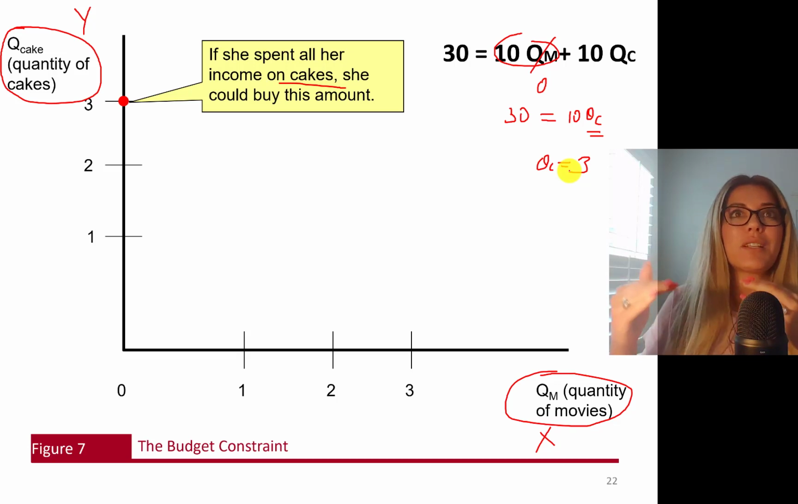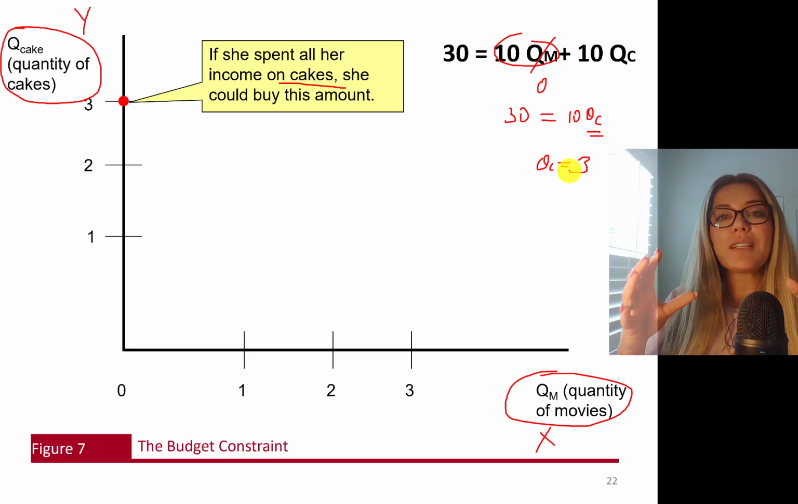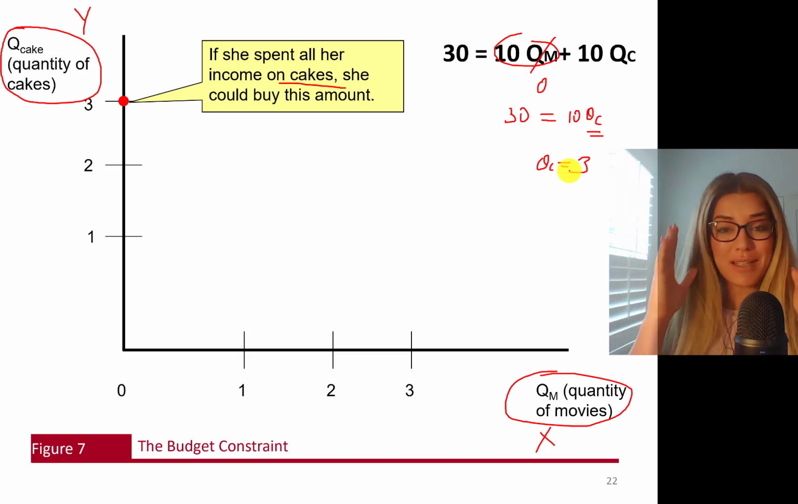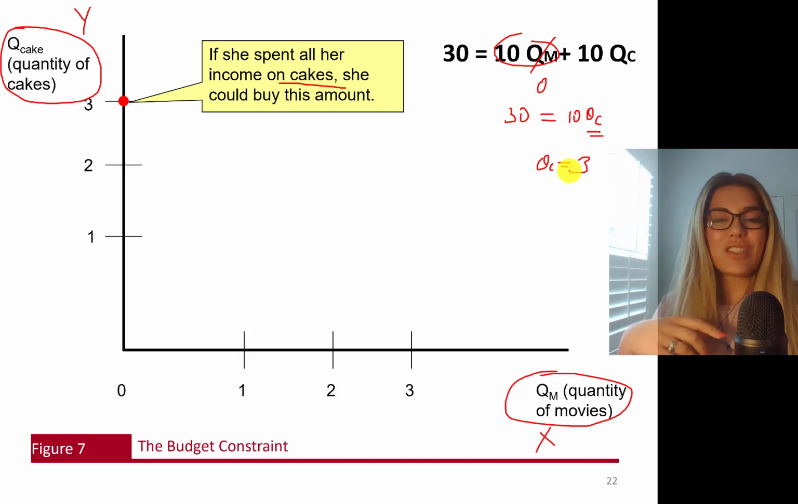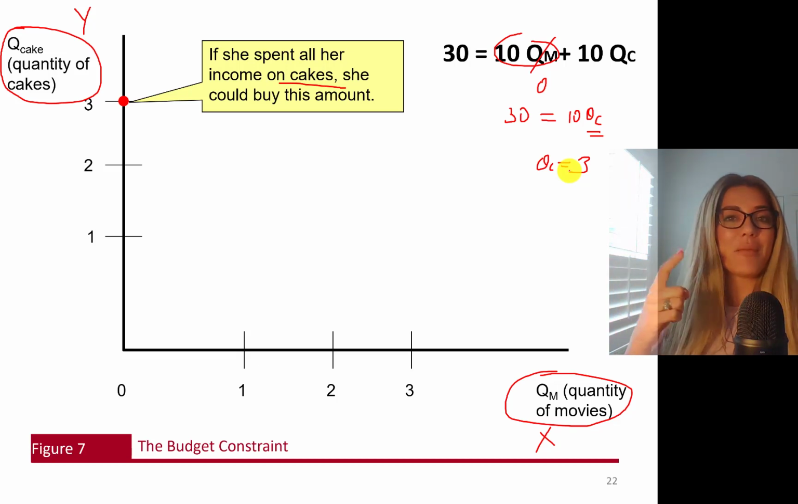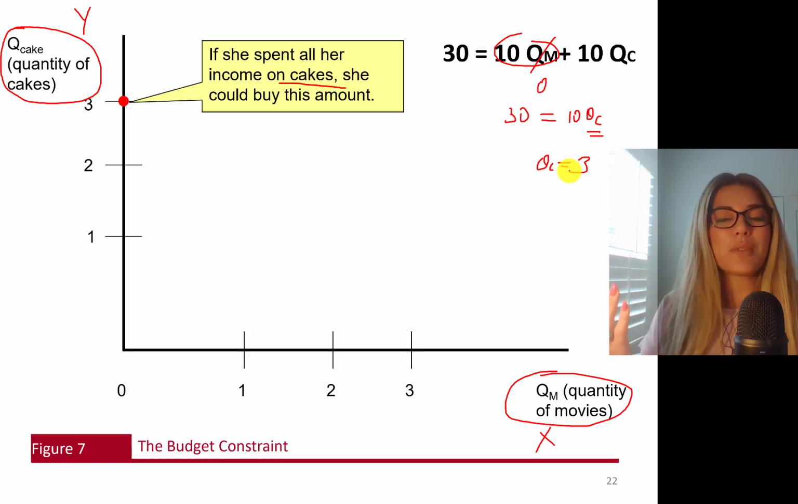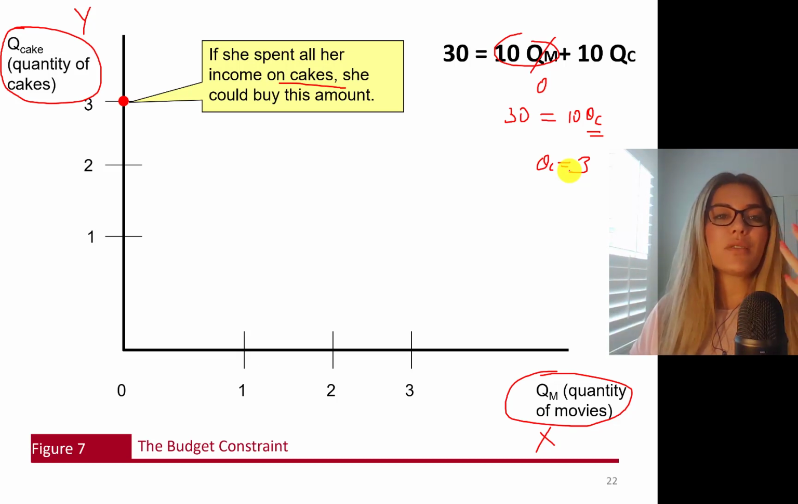You cannot put the money away. If you don't spend your money, it's going to be taken away by your parents. I'm just making it up. But if you have $30, each cake is $10. So how many cakes can you buy? If you put all your money into cakes, you're going to buy 3 cakes. Okay, so this is one extreme point.